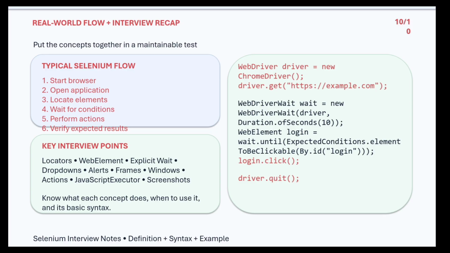Once the action is completed, we verify whether the actual result matches the expected result. If something fails, we can capture a screenshot and investigate the issue. Finally, we close the browser using quit. So, these are some of the most important Selenium concepts you should know for interviews and real automation projects, from WebDriver and locators to waits, actions, frames, windows, JavaScript, and screenshots. Keep practicing these concepts with real scenarios, and Selenium will become much easier to understand.